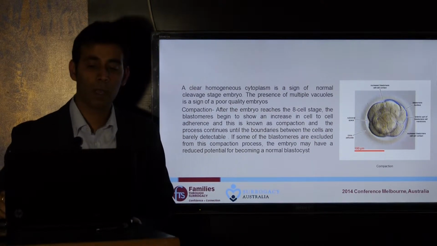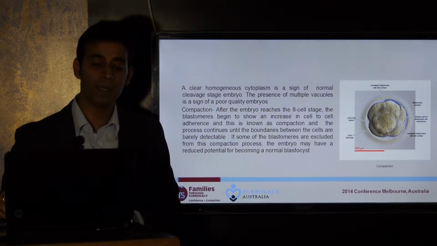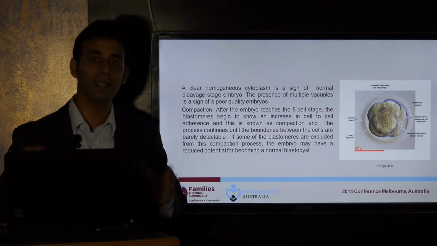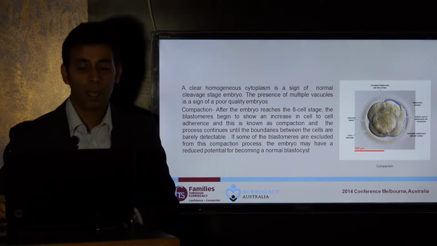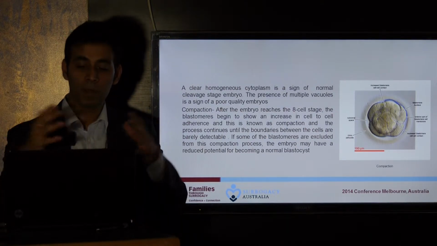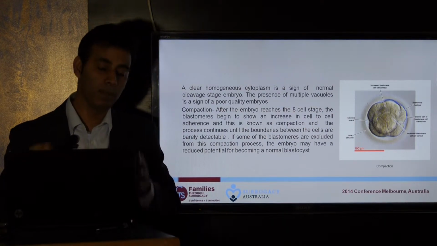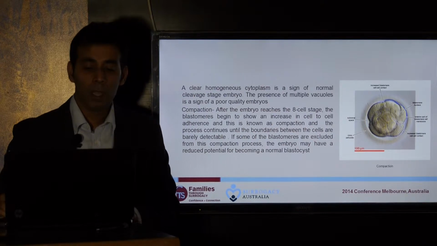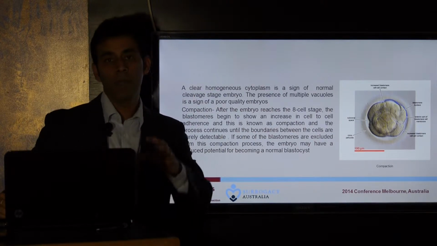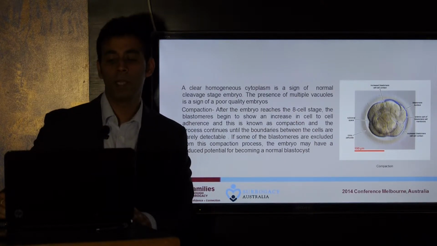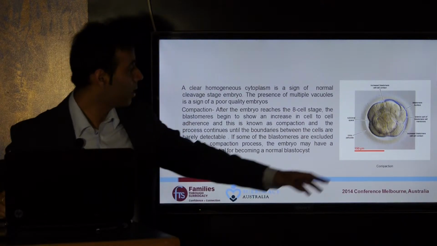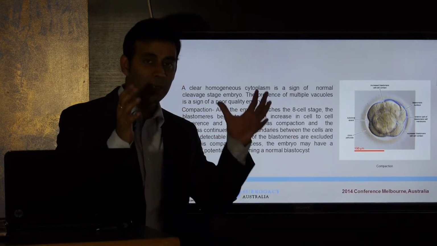Compaction. After the embryo reaches the 8-cell stage, the blastomeres begin to show an increased cell-to-cell affinity, and this is known as compaction. The process continues until all the boundaries of the blastomeres pretty much merge with each other. If some of the blastomeres stay away from the compaction process, the embryo may have a reduced potential for becoming a normal blastocyst.